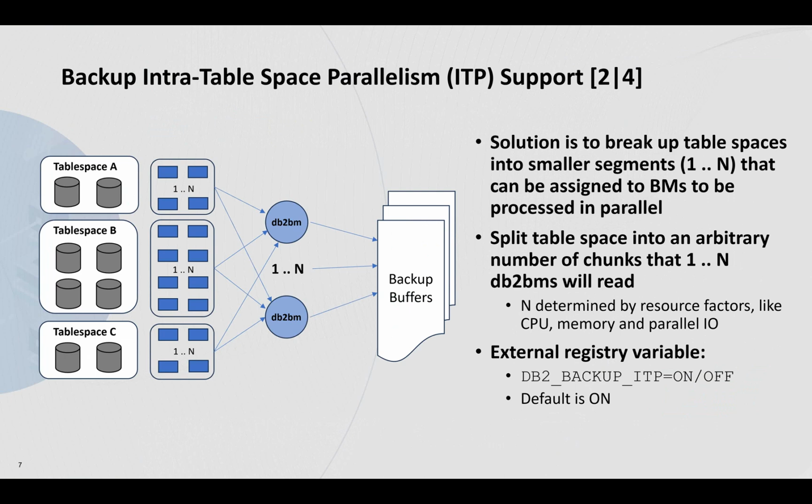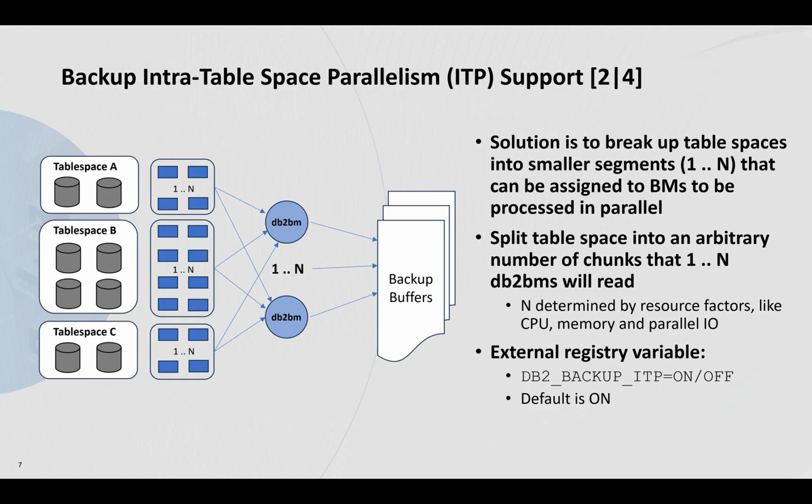So the solution that we came up with is there's no need to have one BM mapped to a table space. What we do instead is we're going to take the table space and break down the granularity. So here's my attempt at drawing this diagram. I'm not a very good artist. I should stick to coding.